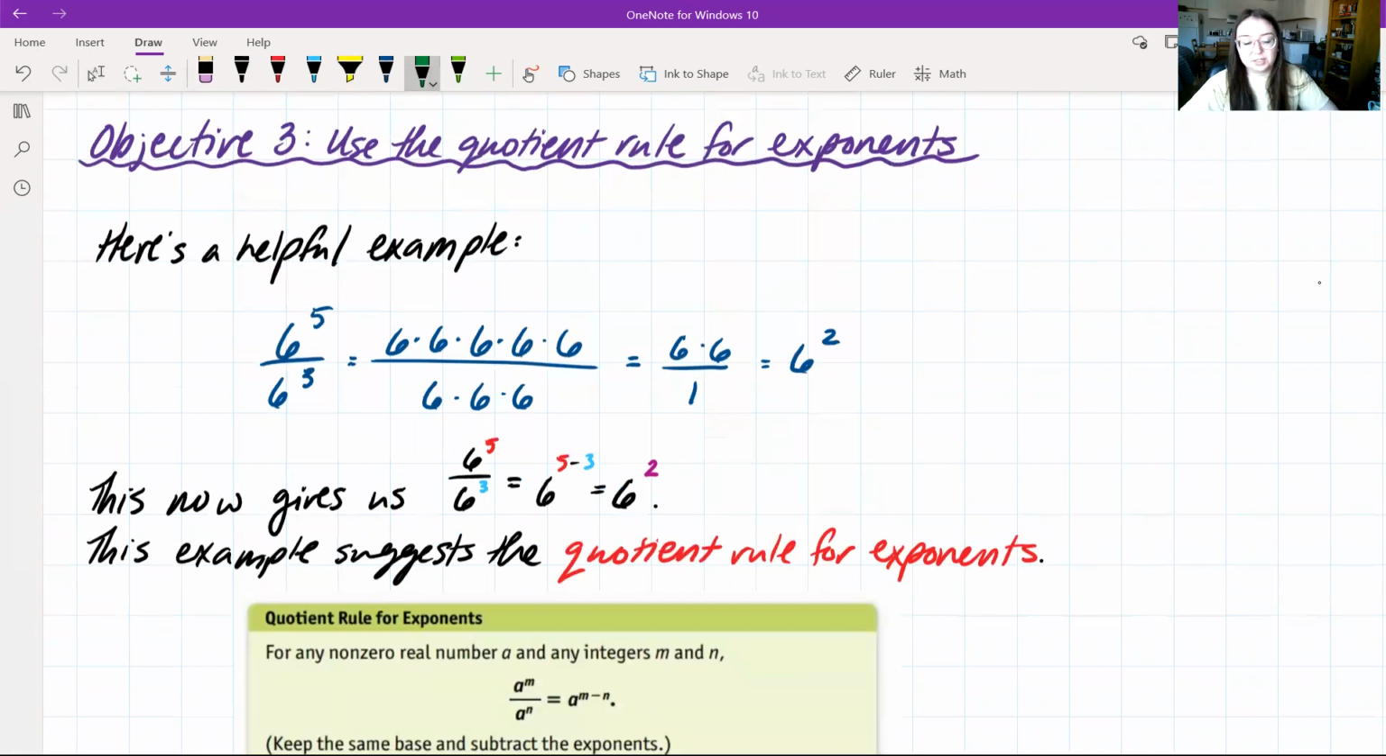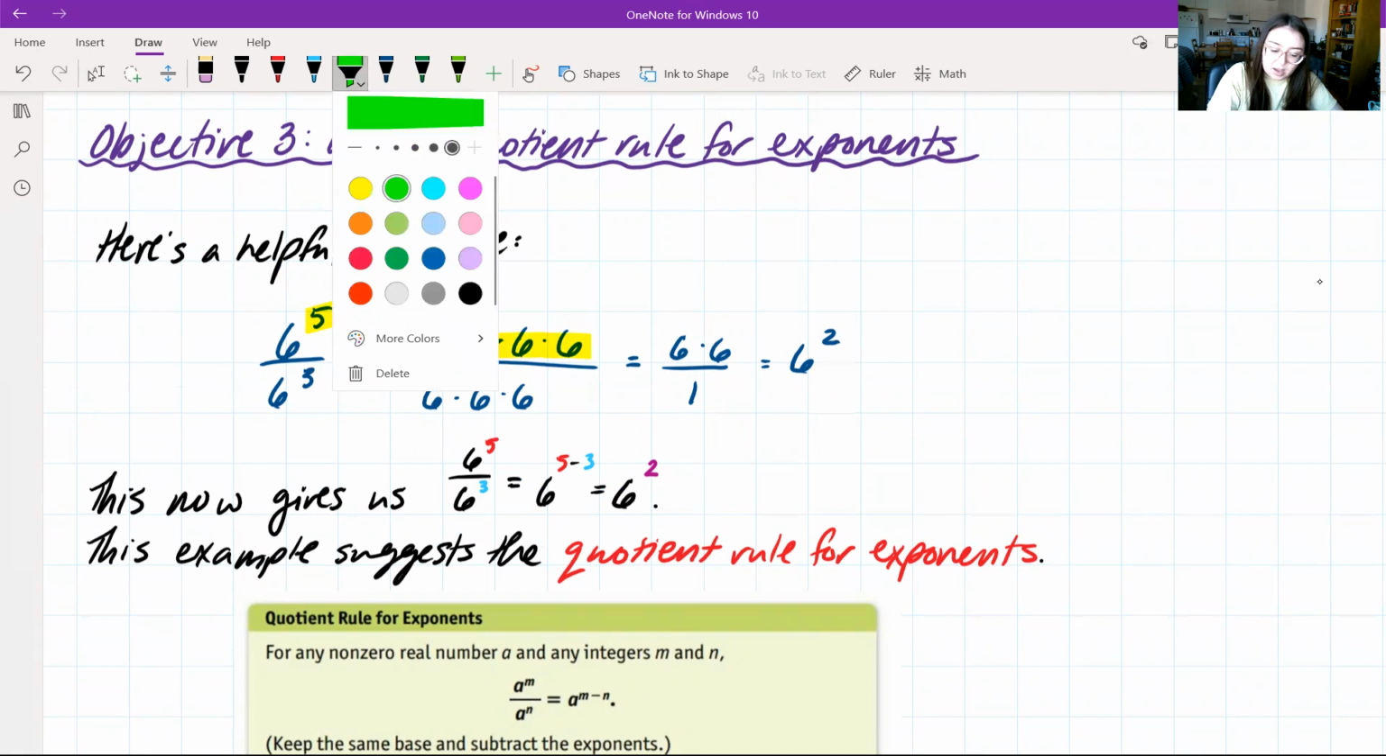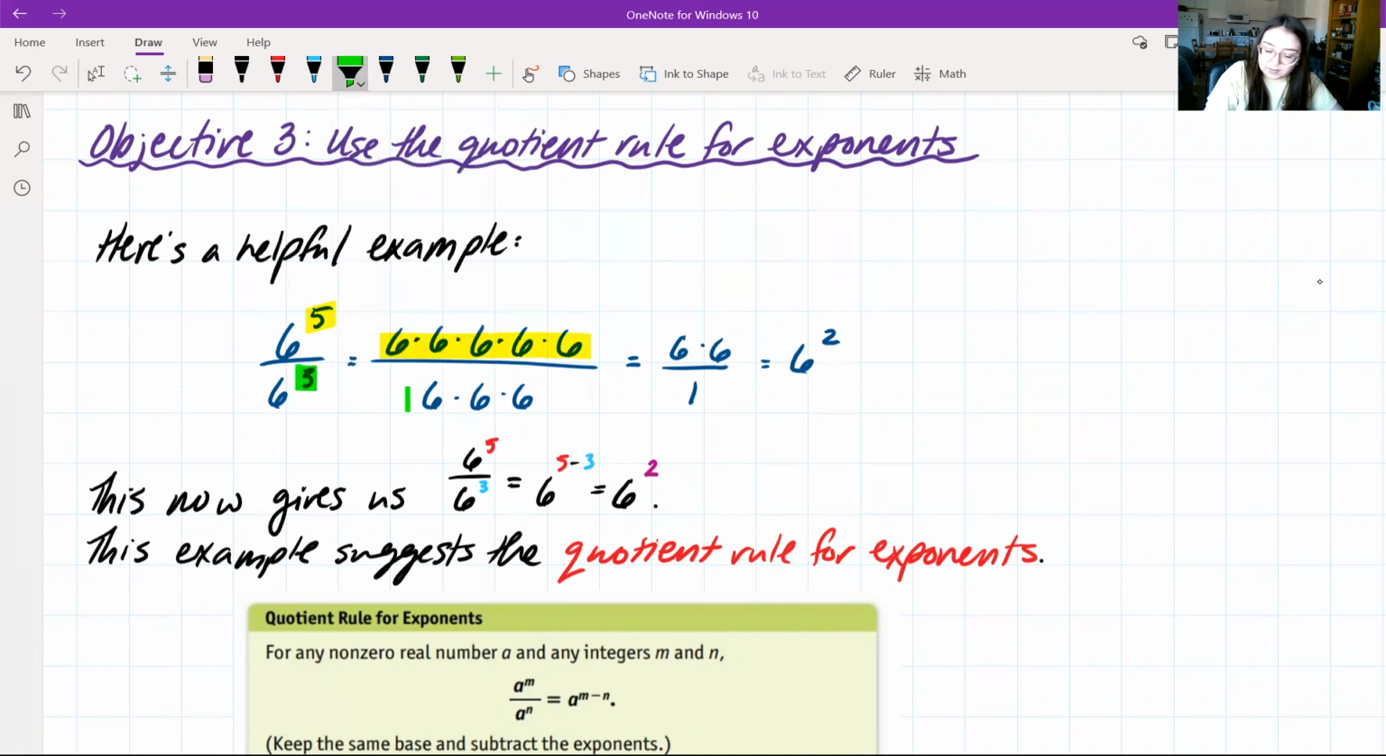All right, on to objective 3. We want to use the quotient rule for exponents. So, a helpful example, if we have 6 to the power of 5 divided by 6 to the power of 3, we can extend out our exponents. So 6 to the power of 5 is going to give us 6 times 6 times 6 times 6 times 6, where 6 to the power of 3 is going to give us 6 times 6 times 6.